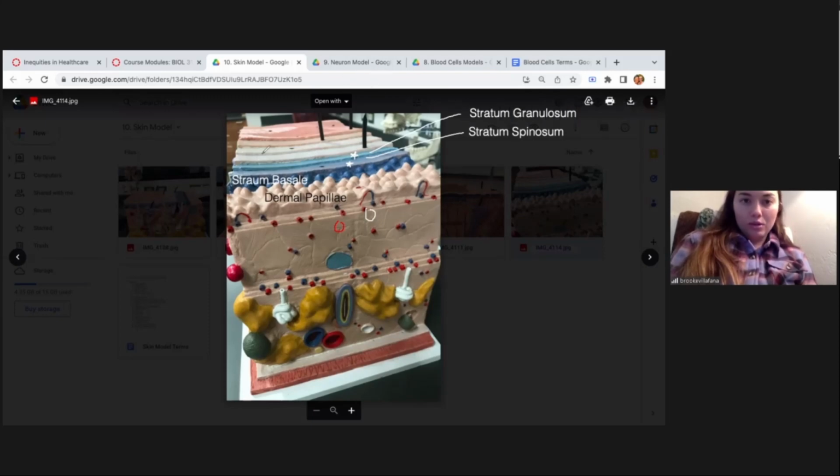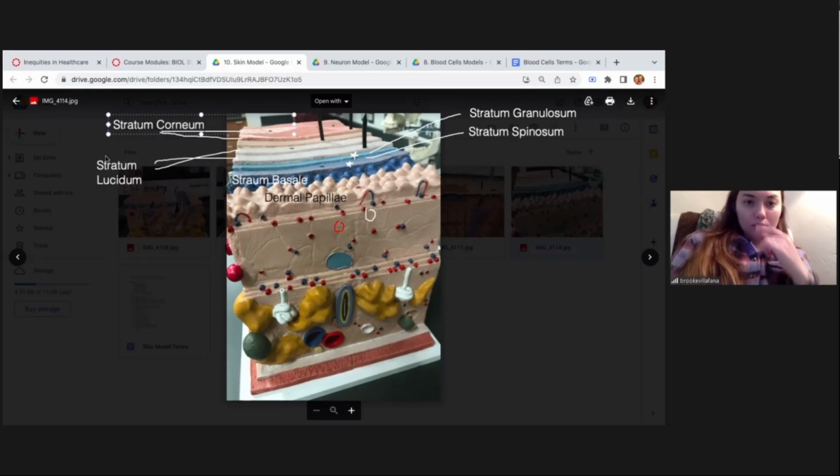And then we have the two layers of white, stratum lucidum. And then lastly, our pink layers over here, stratum corneum. Good. Yes, this is just a different angle of the same one.